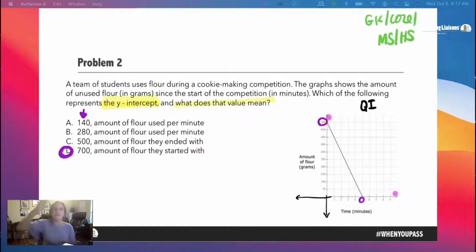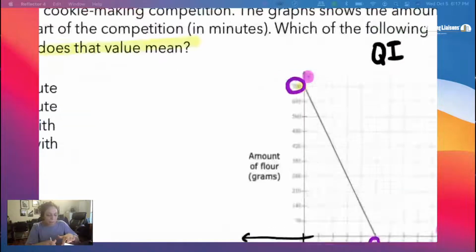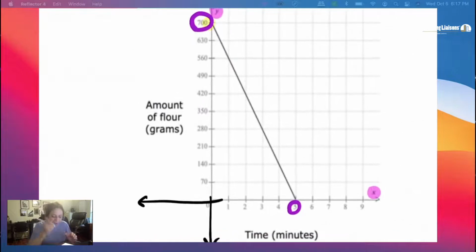Now, they might give 700, 700, and then you would have to interpret it. How do I know that that's the amount of flour they're starting with? Because it's at time 0. At 700, I'm at 0 time. So the competition has started. We start to make our cookies, and everybody starts with 700 grams of flour. Then, as they make cookies, what is happening to that flour?